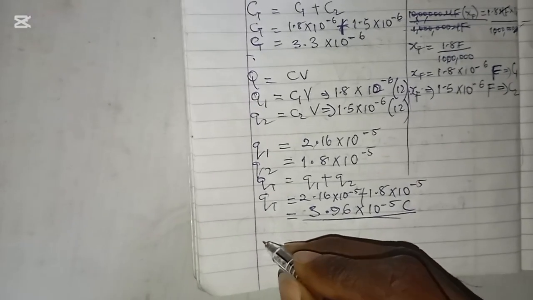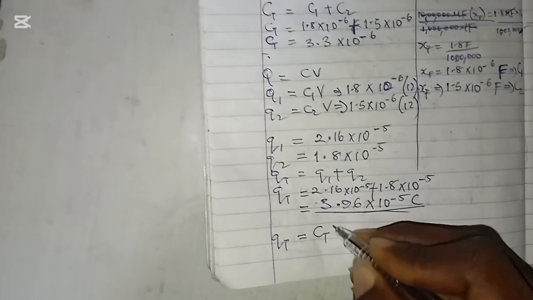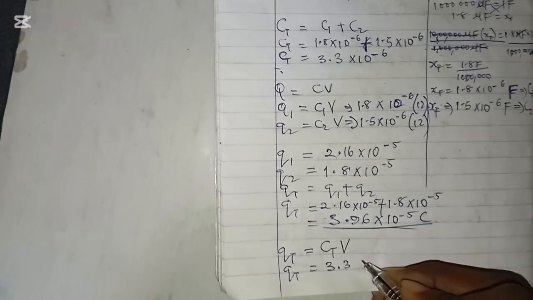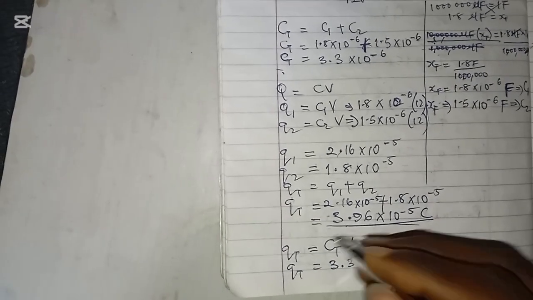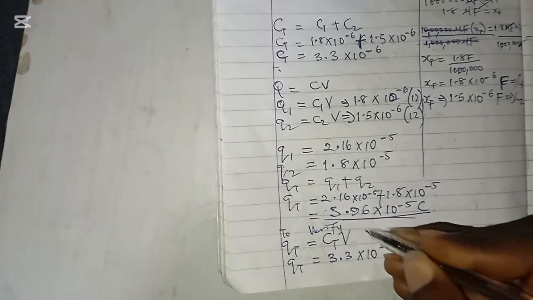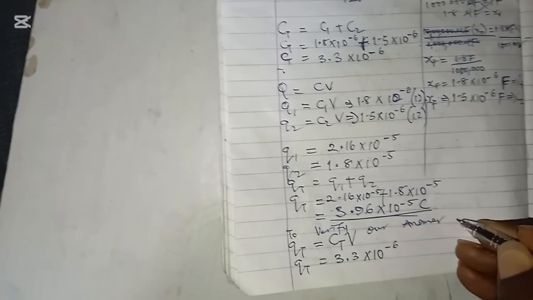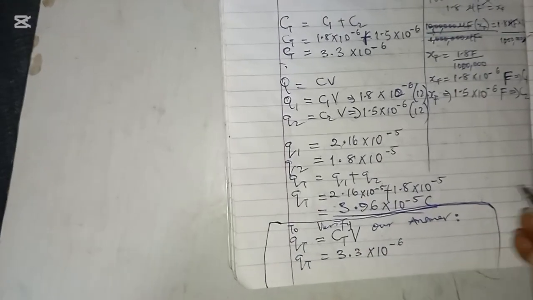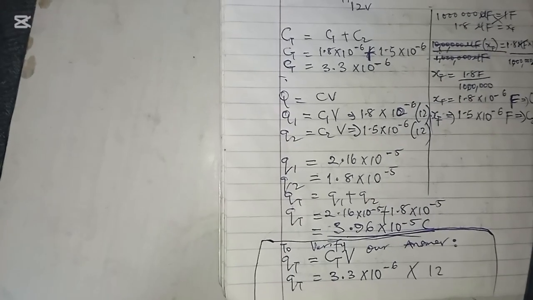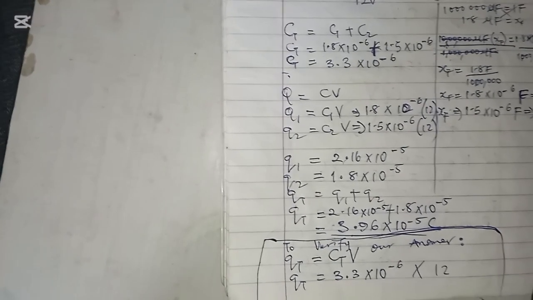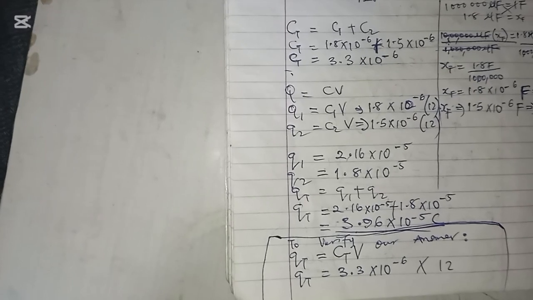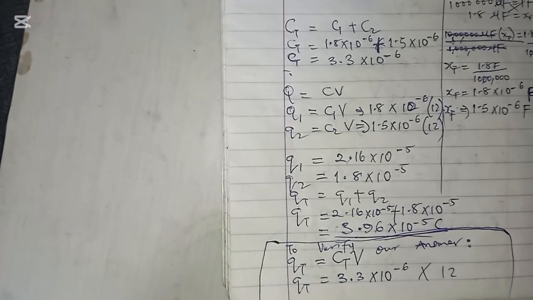So let's check if our answer is correct. We'll do QT should be equal to total capacitance times voltage. We got total capacitance to be 3.3 times 10 raised to the power minus 6. So to verify our answer, we'll say QT equals CT times 12. So 3.3 times 10 raised to the power minus 6 times 12. So you get the same thing.